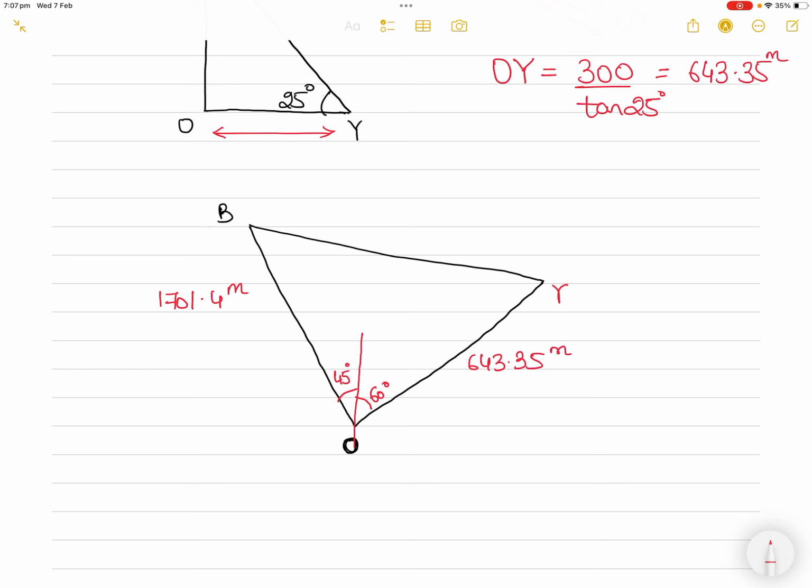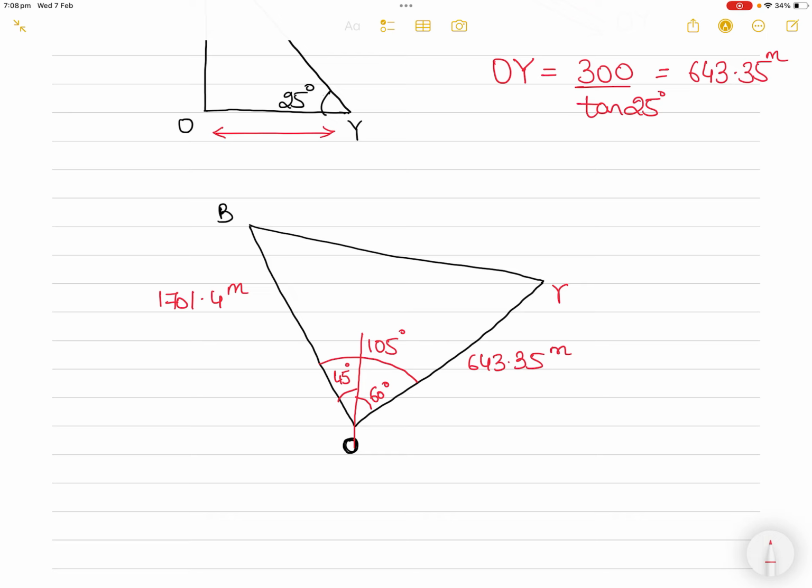We know these two distances. Now because we know the angles at O, 45 and 60, if I just add them up, 45 plus 60, what do I get? 105 degrees in total. One was at a bearing of 45 northwest, the other at a bearing of 60 degrees northeast, and I add them up to get the total angle O in triangle OBY, and I get 105 degrees.